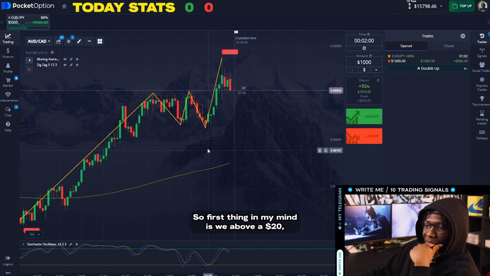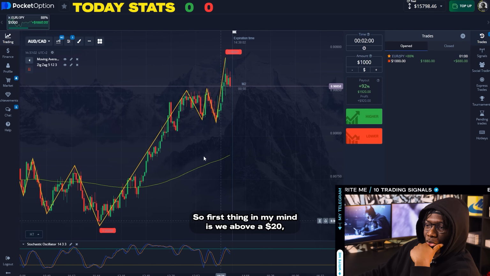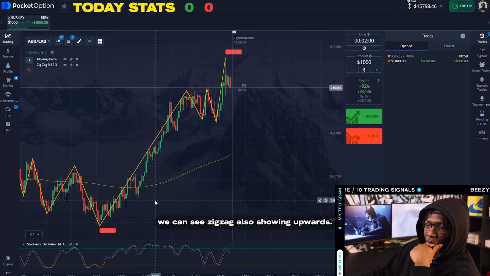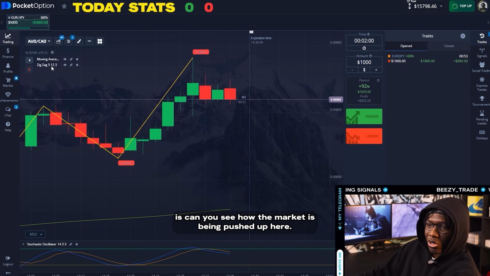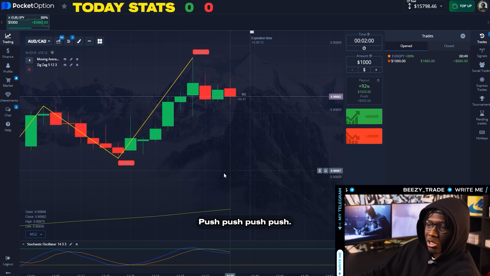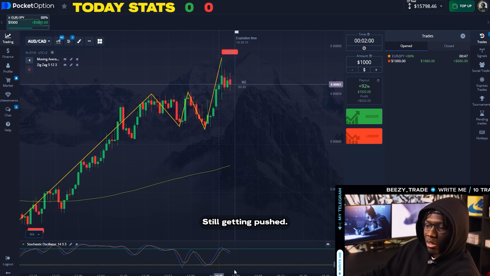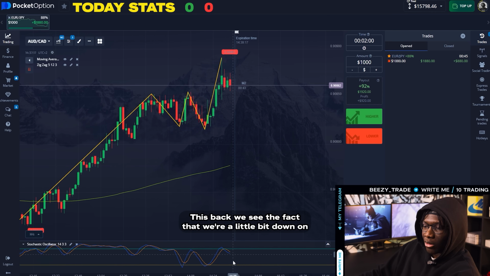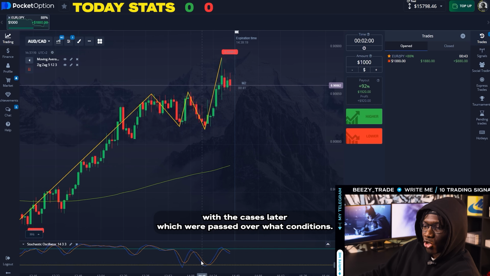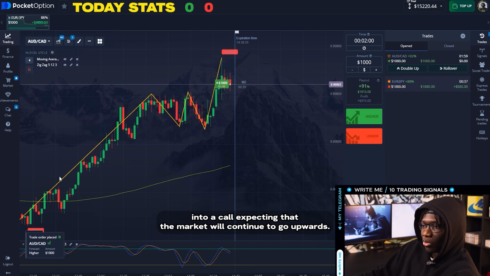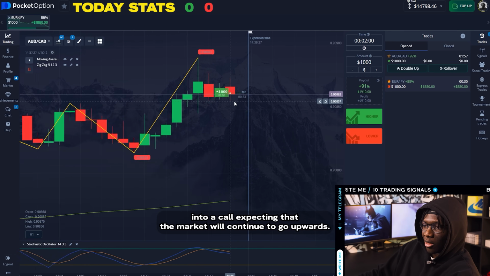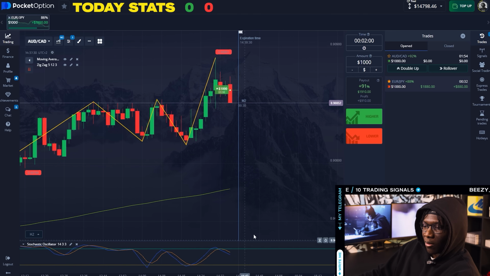So first thing in my mind is we're above our 200 EMA. We can see zigzag also showing upwards. Now we'll look at the strength of the candle. First thing we're looking at is, can you see how the market is being pushed up here? Push, push, push, push, still getting pushed. Despite the fact that we're a little bit down on our stochastic oscillator, which is past overbought conditions, for that reason we'll enter into a call, expecting that the market will continue to go upwards.